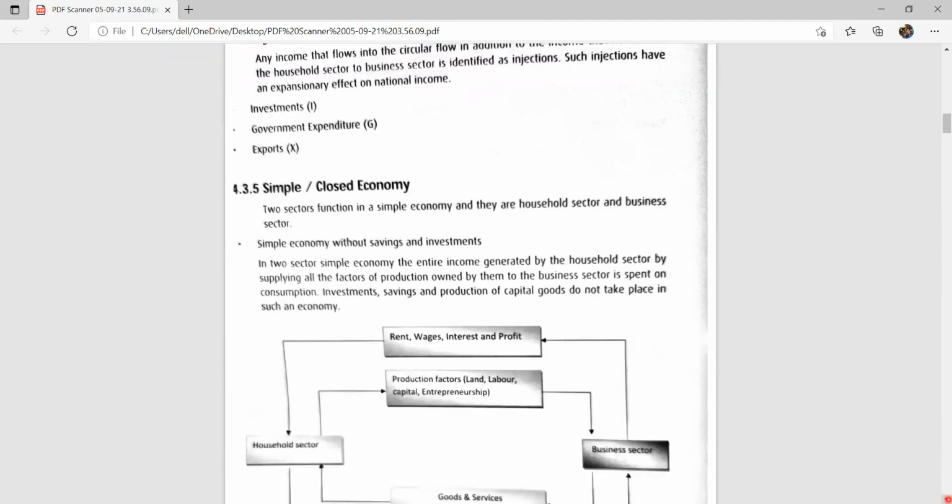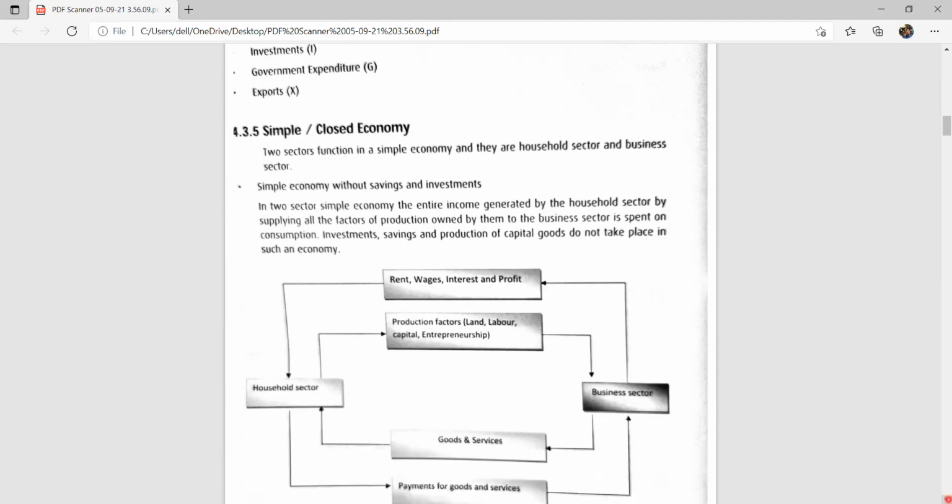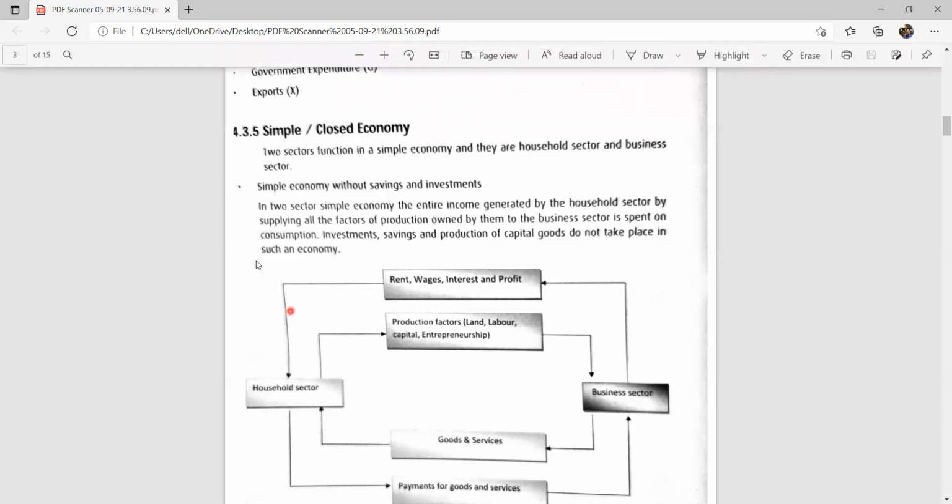Right, the simple economy, we can say closed economy, two-sector model. All of these are terms for this section. Here, we consider only an economy that consists of households and businesses. Then they exchange factors of production, goods and services as real flows. Meanwhile, factor income and payment for goods and services are exchanged as money flows. So the two-sector model is a simple economy: the household sector and the business sector.